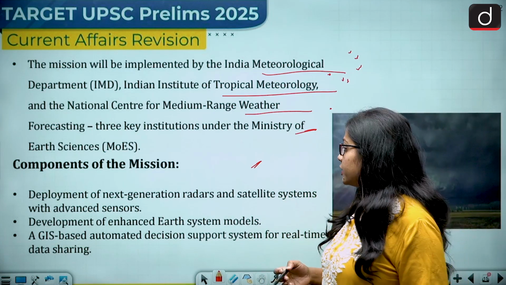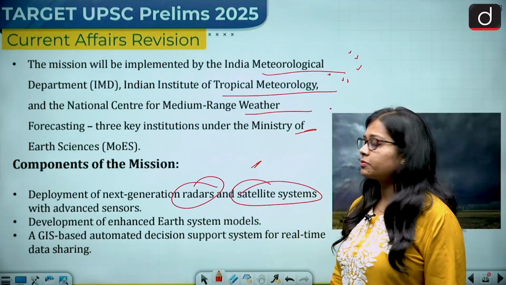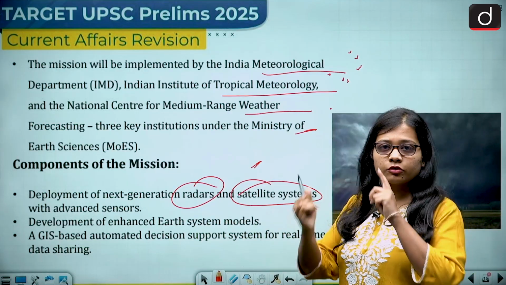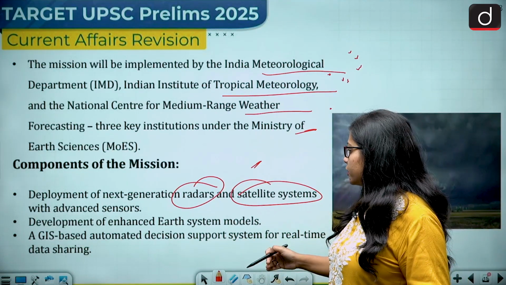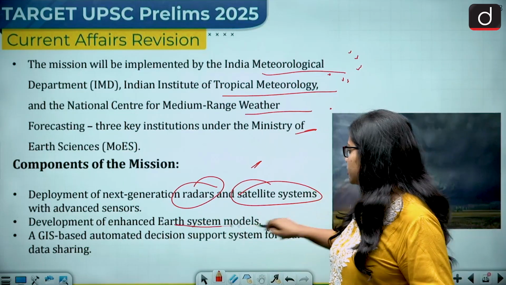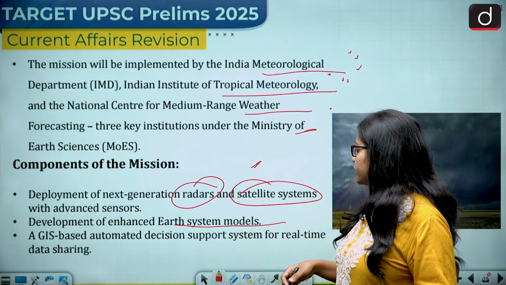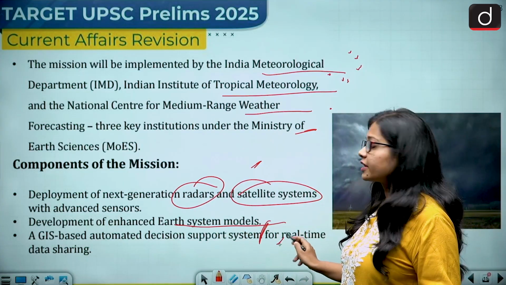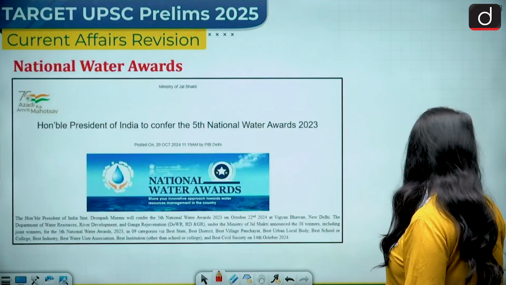So that is deployment of next generation radars and satellite systems with advanced sensors. So radars, satellite systems and advanced sensors. Then development of enhanced earth system models. Then a GIS based automated decision support system for real time data sharing. So these are a few of the components of the mission Mausam.